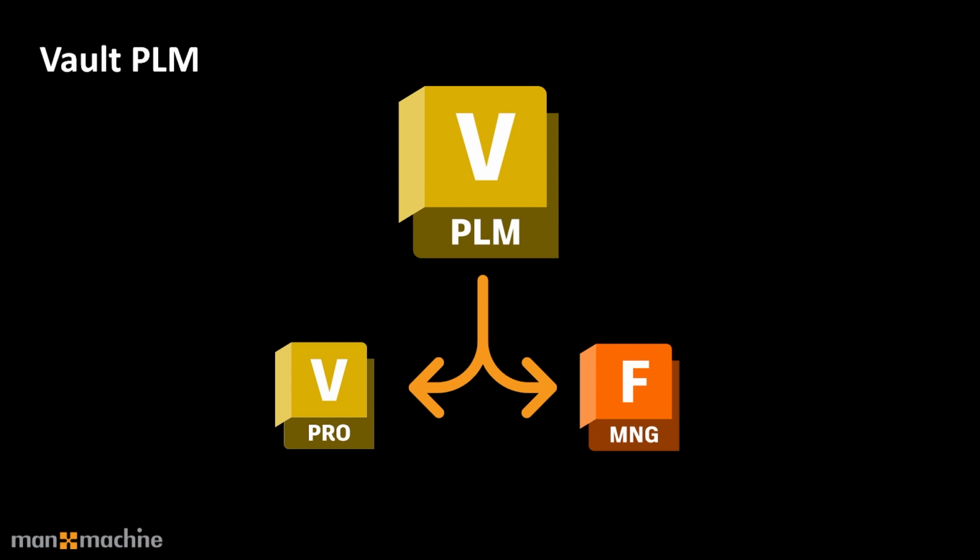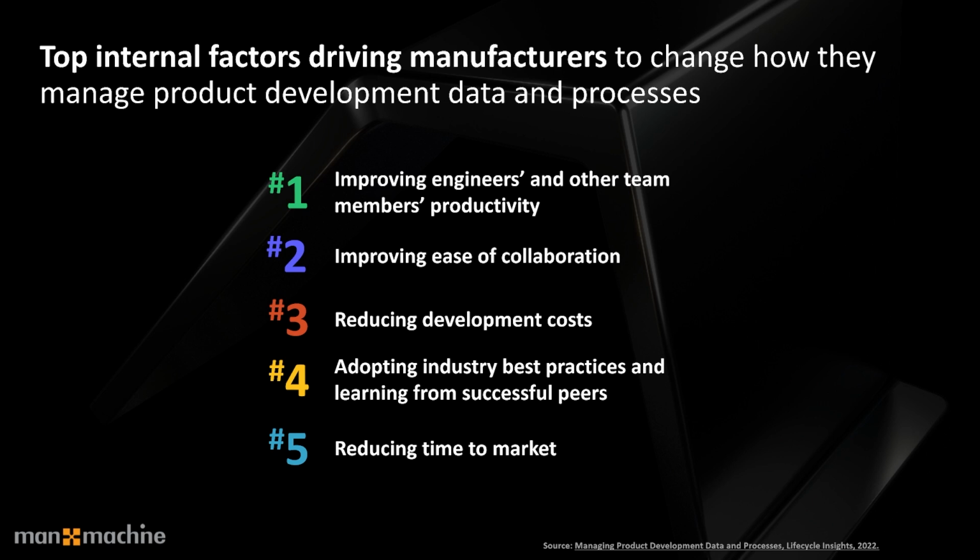So let's start looking at reasons why you might want to look at a PLM system at your company. According to a 2022 survey, which was conducted by Lifecycle Insights, the following were key factors which would drive a manufacturing company to change how they managed their product data and processes. So improving productivity, 43%, followed closely by improving collaboration at 42%. They also wanted to reduce product development costs, that was 41%, adopting best practices, 40%, and reducing time to market, 36%. Most manufacturing companies want this out of a PLM solution.